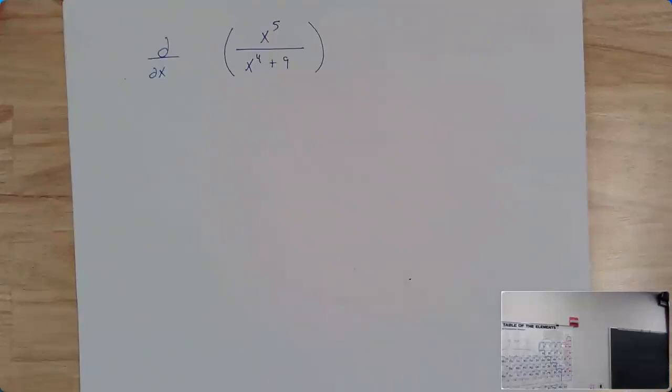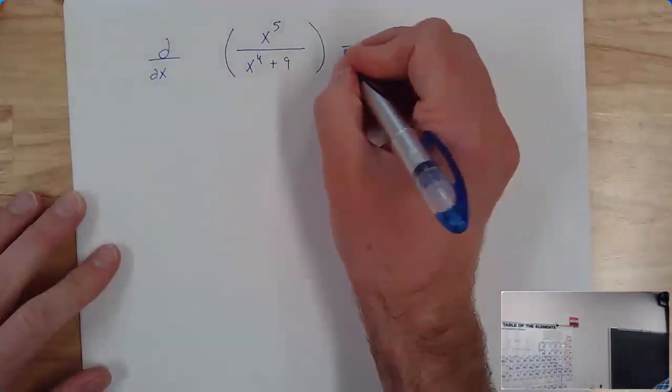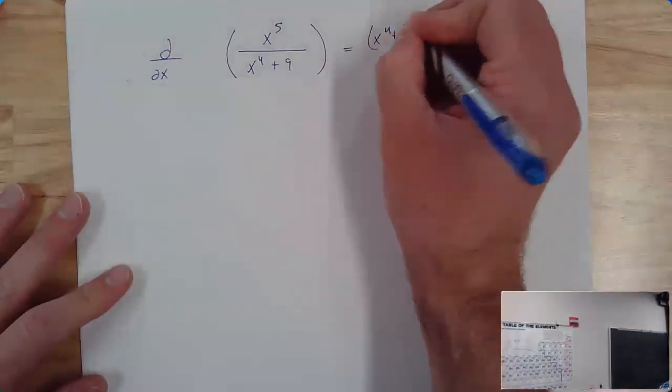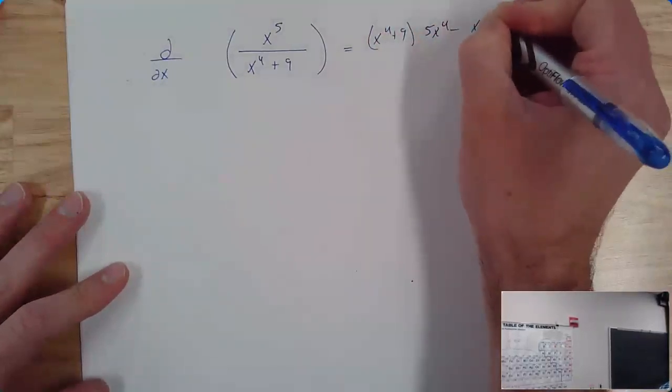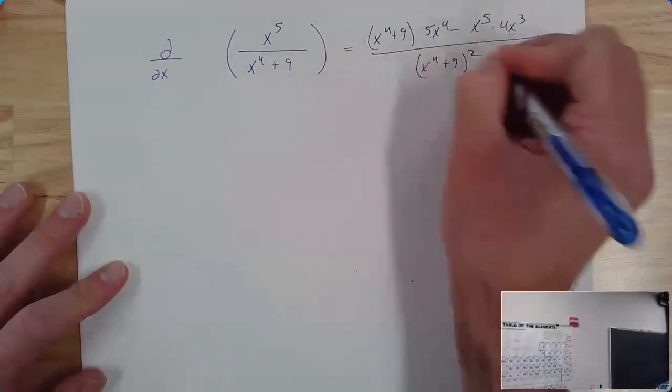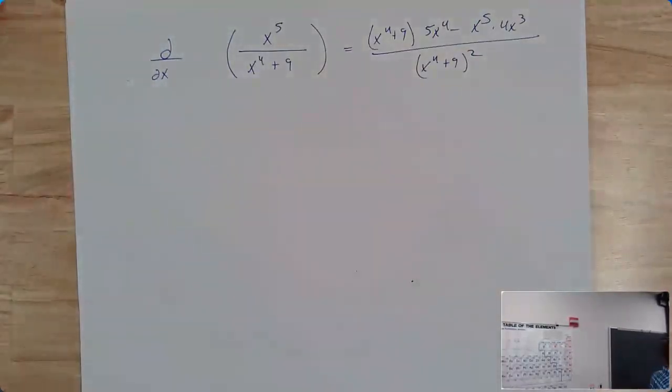Sometimes people who are maybe not doing an excellent job of teaching sometimes give relatively easy tests. So let's look at this one. This is going to be bottom times derivative of the top minus top times derivative of the bottom all over the bottom squared. That's it. Done. I wouldn't call this a proof. I'm just using the quotient rule to calculate this derivative.